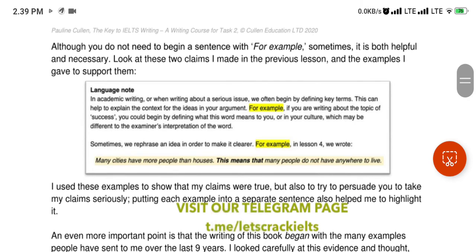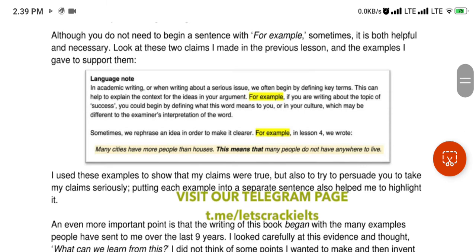Language note: in academic writing or when writing about a serious issue, we often begin by defining the key terms. This can help to explain the context for the ideas in your argument. For example, if you are writing about the topic of success, you could begin by defining what this word means to you or in your culture, which may be different to the examiner's interpretation of the word. Sometimes we rephrase an idea in order to make it clearer. For example, in the first lesson we wrote, many cities have more people than houses. This means that many people do not have anywhere to live.